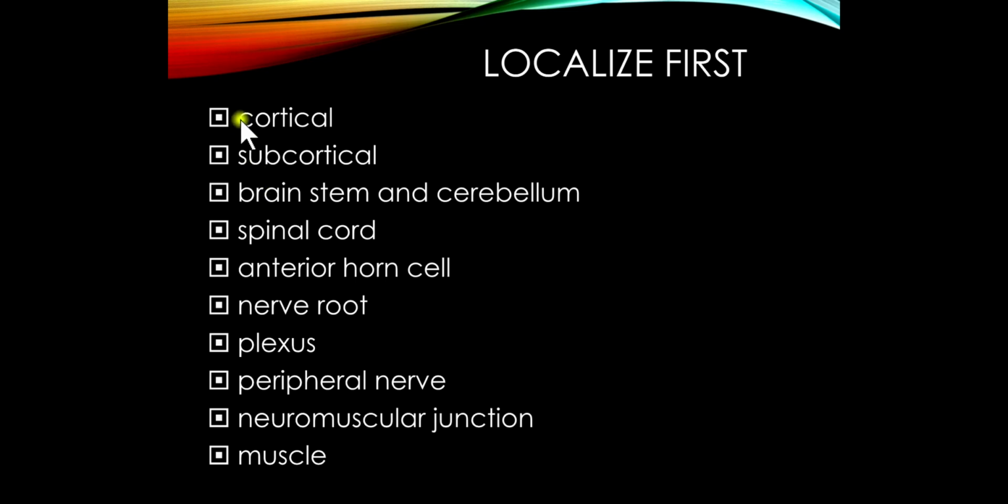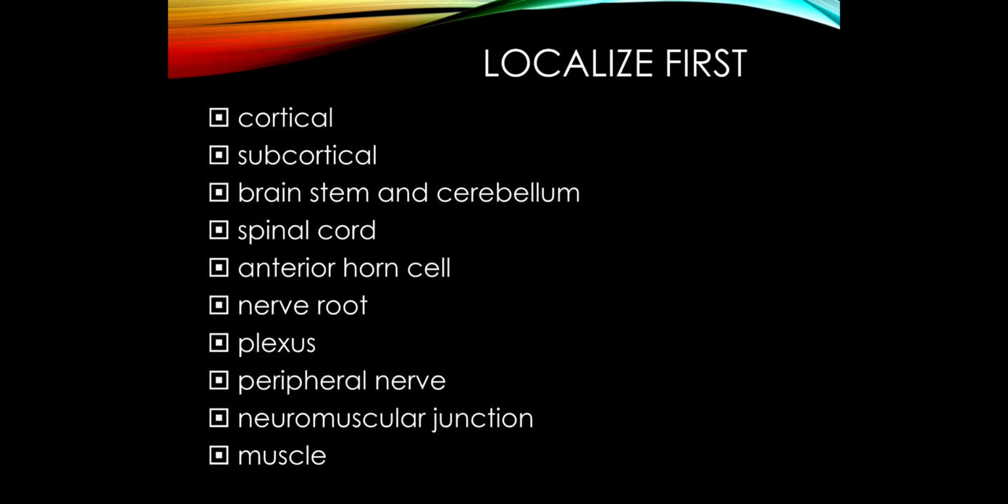Okay, so this is our neuroaxis. We start with the cortex of the brain, and then down to subcortical structures, brainstem, cerebellum, spinal cord, anterior horn cell, nerve roots, plexus, peripheral nerve, neuromuscular junction, and muscle. That is our neuroaxis. So when we talk about localizing the lesion, we want to put the lesion into one of these anatomical subcategories.